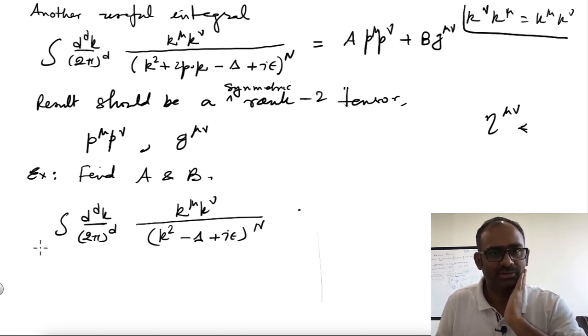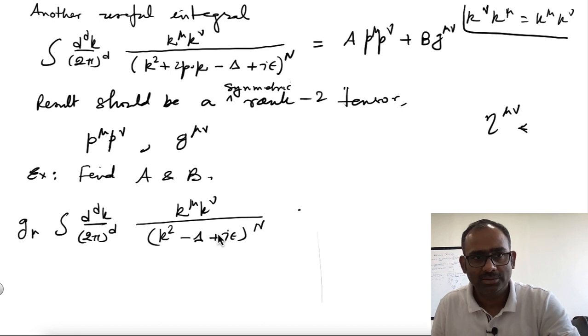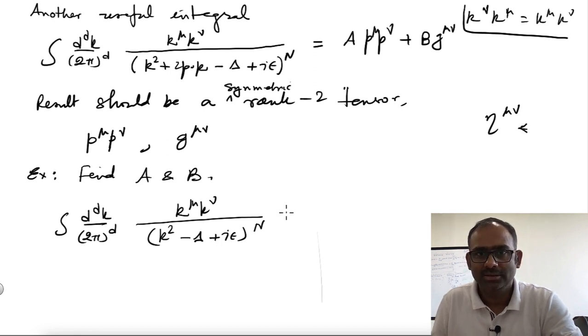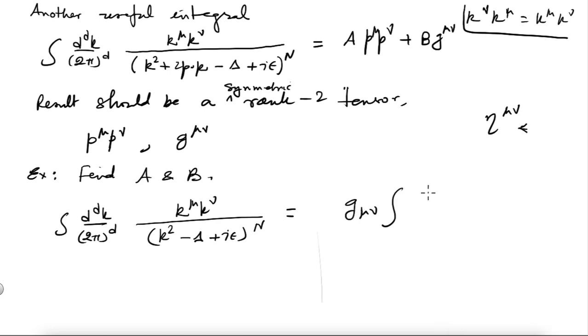But there is another thing: if I contract this with g_μν, then g_μν k^μ k^ν is k². So this integral becomes ∫ d^dk/(2π)^d k² over this factor. Now, let me write it this way: it is g^μν times something. I claim that this can be written as the following. Let us see whether the claim is correct.